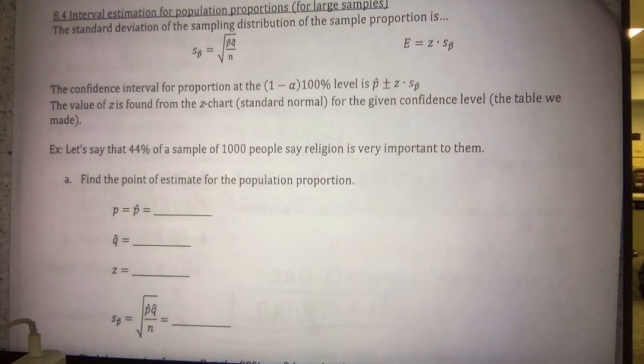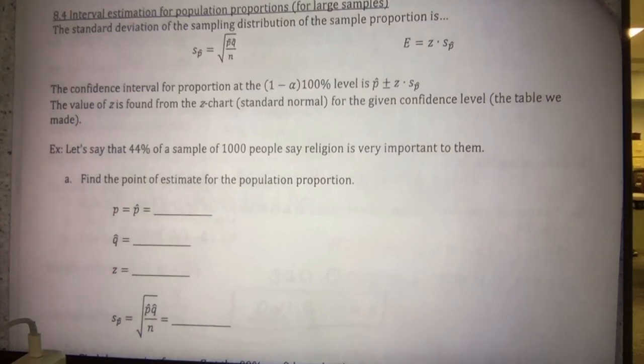So the confidence interval for a proportion at the 1 minus alpha percentage level is p hat plus or minus z times the sampling standard deviation. The value of z is found on the z table for the given confidence level, the table that we made from before. And I'll go back to show you that. So let's do an example.